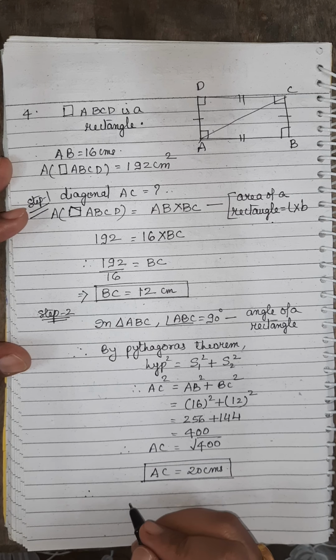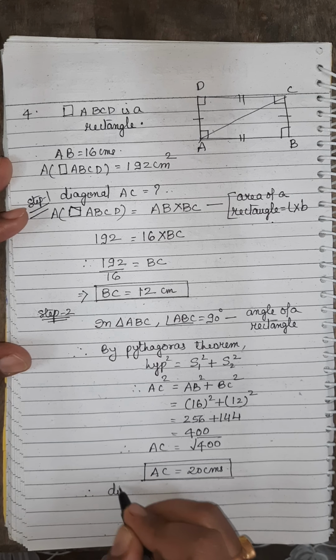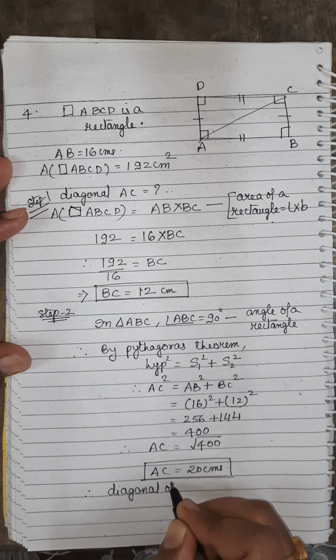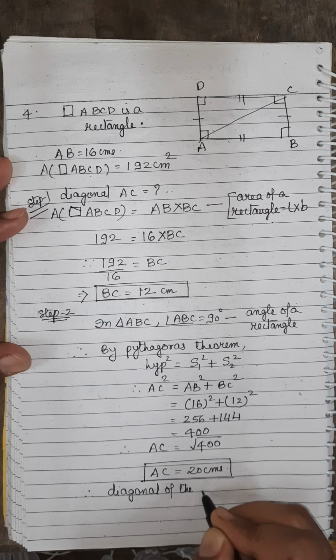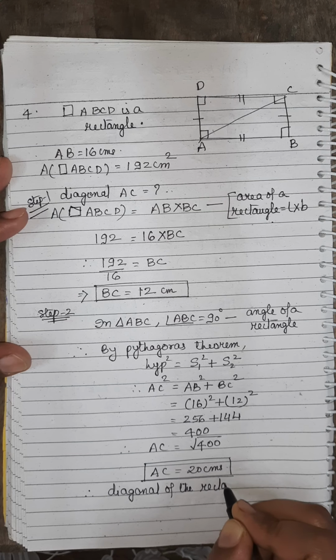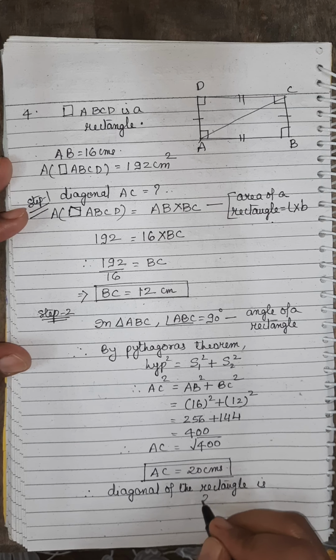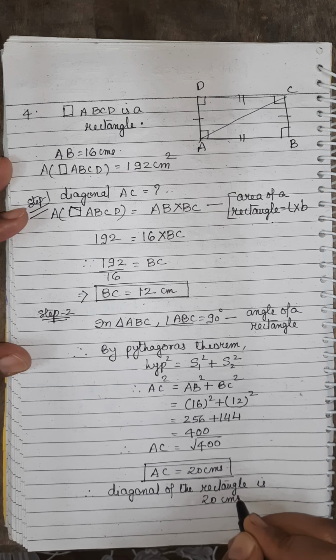Hence you have to write the final answer, children. Diagonal of the rectangle is 20 centimeters. The final answer is compulsory, children.